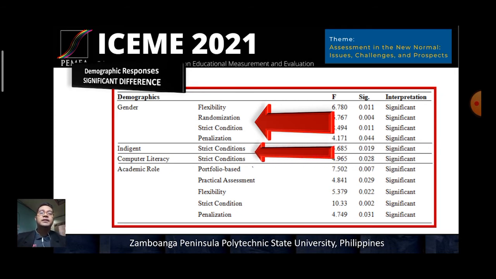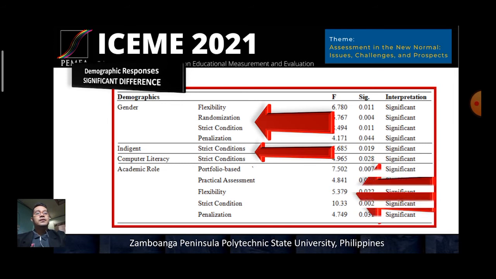We have indigent and the computer literacy level. Both of them have different responses on one particular category, which is strict condition. I think for indigent, under this group, we assume that they have lesser resources in terms of access to technology or computer. So that's why it's kind of difficult to undergo assessments on strict condition if they use computer. While on computer literacy level, we can assume that in terms of the readiness to use computer or technology when they do their assessments, they may experience some difficulty. So that's why they may have lesser appreciation in terms of the practice of strict condition.